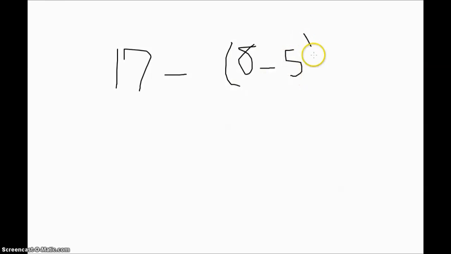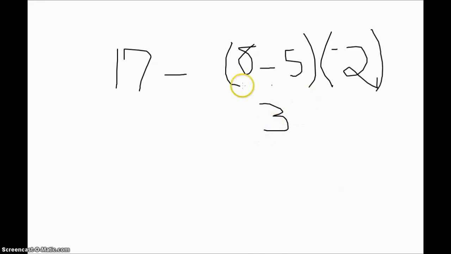First problem is 17 minus the quantity of 8 minus 5 times negative 2. Alright, so if we remember our order of operations, we're going to want to do what's in the parentheses first. So this 8 minus 5 is 3. So what do we do next? Well, after parentheses comes exponents, and there are no exponents in this problem. And then it's multiplication and division. So instead of doing 17 minus 3 here, we want to do 3 times negative 2, because that would come before in the order of operations.